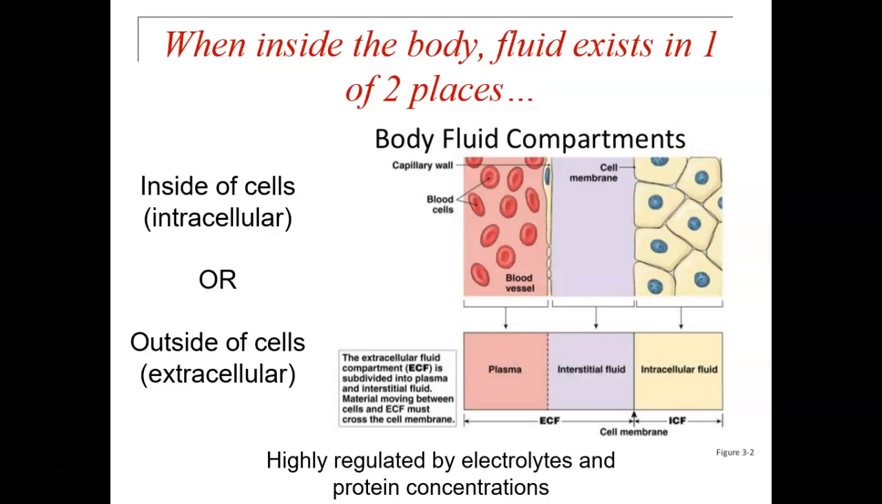Now, we can break apart where the fluid is. For instance, extracellular fluid, or the fluid outside of the cells, can exist in one of three places: in the blood as plasma. That's going back to 121, the liquid portion of the blood that all of the electrolytes, all of the ions, are suspended in. The cells travel in the fluid portion of the blood as well. That is the plasma.